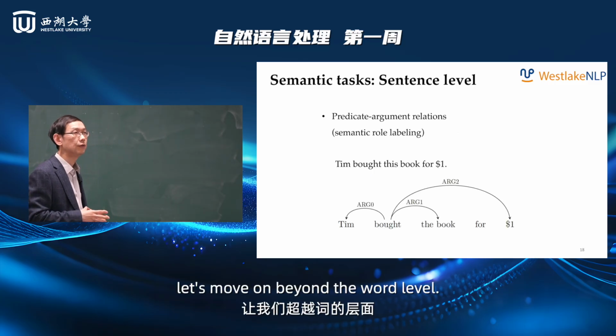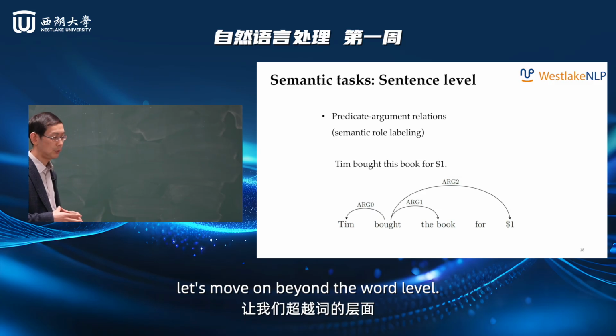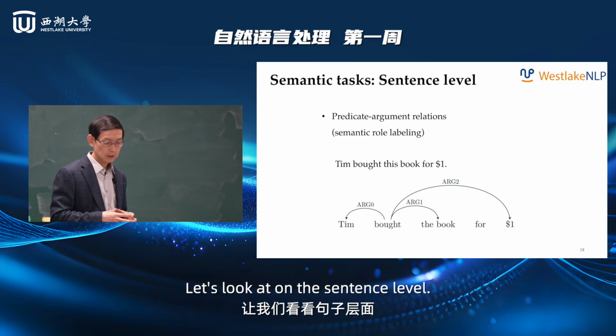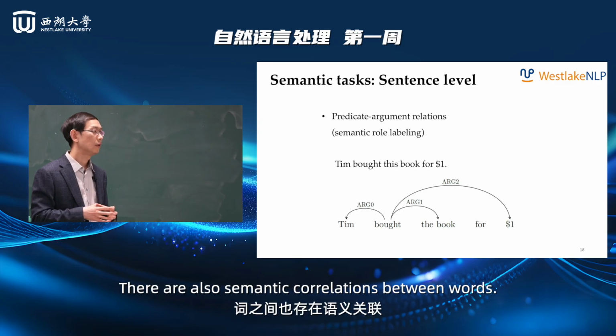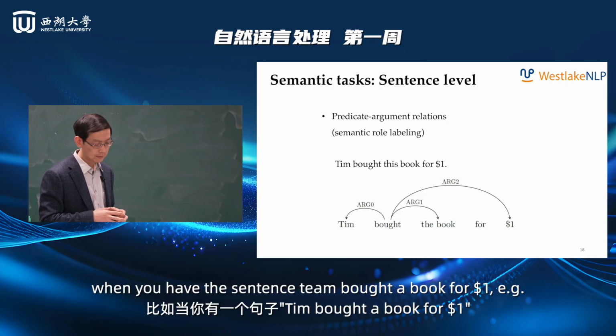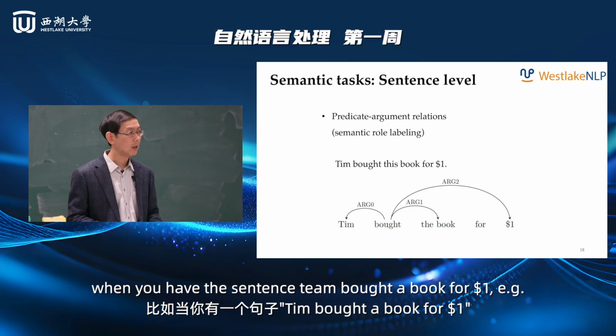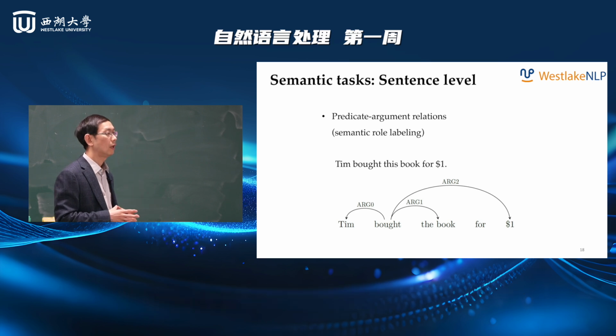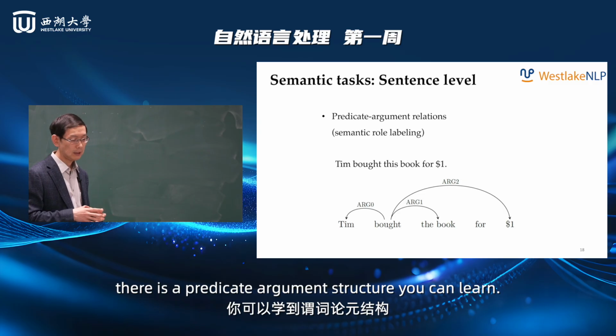So let's move beyond the word level. Let's look at the sentence level, where there are also semantic correlations between words. So when you have the sentence, Tim bought a book for $1, for example, there is a predicate argument structure you can learn.